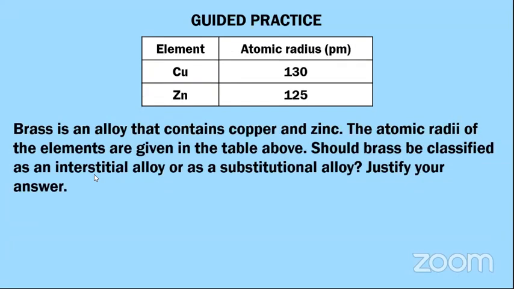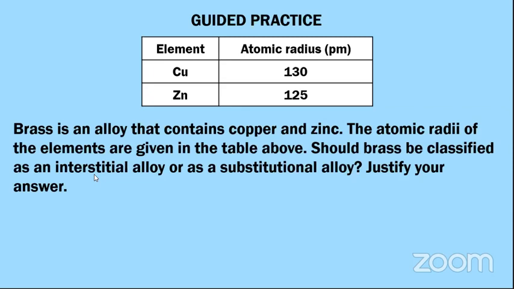All right, next thing I want to mention, I talked about substitutional and interstitial alloys before. Here is some data for copper and zinc. Should we identify brass as an interstitial or a substitutional alloy? Justify your answer. Well, since all we really have here is the atomic radius, that should feature prominently in our answer.